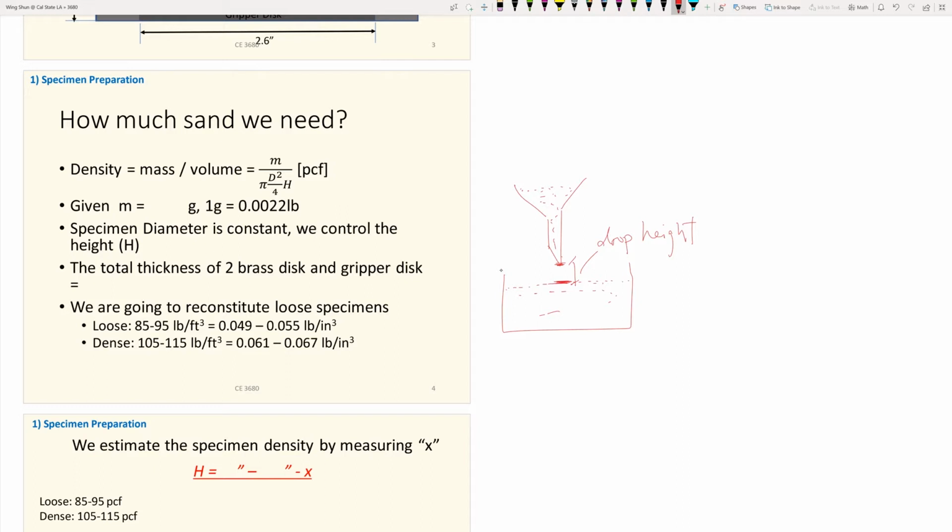So this is loose, and for dense, oftentimes we will need to apply vibrations in order to densify, or compaction to densify the sand particles during the preparations. And vibration is more effective. Vibration under normal loading is the most effective way to densify sand samples, just like the maximum density test we introduced in this class during the first week. So that's how much sand we need.